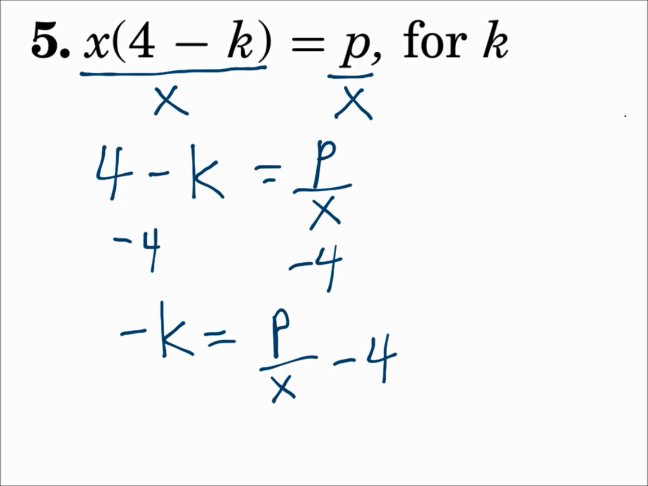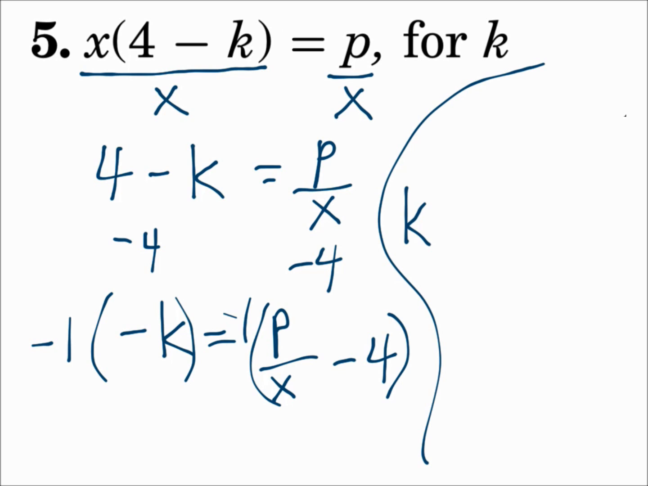Now when you have negative k, finishing it is easy. Either multiply both sides by negative 1 or divide both sides by negative 1. The result is the same. We'll multiply both sides by negative 1. That'll change every sign. Negative k becomes k, p over x becomes negative p over x, and minus 4 becomes plus 4.